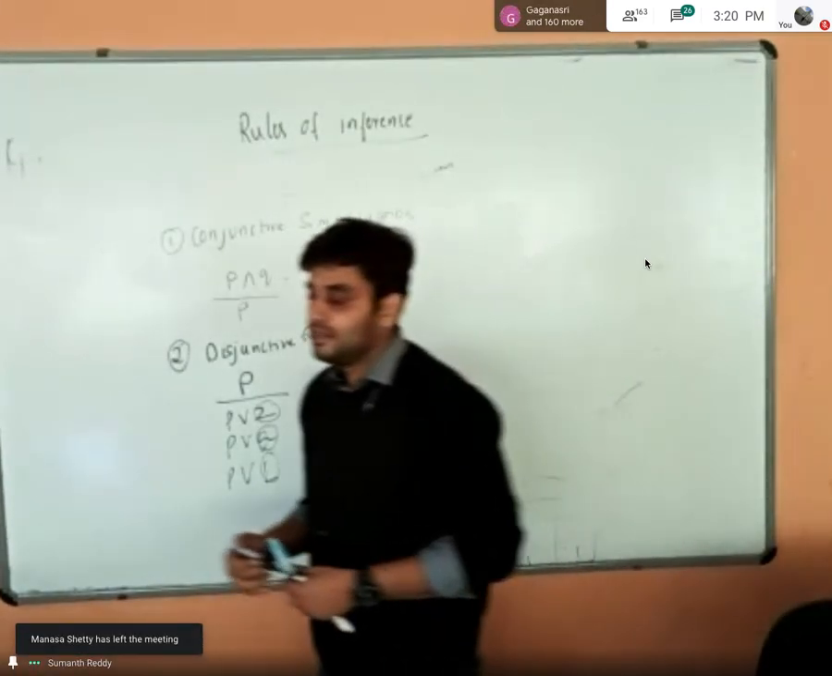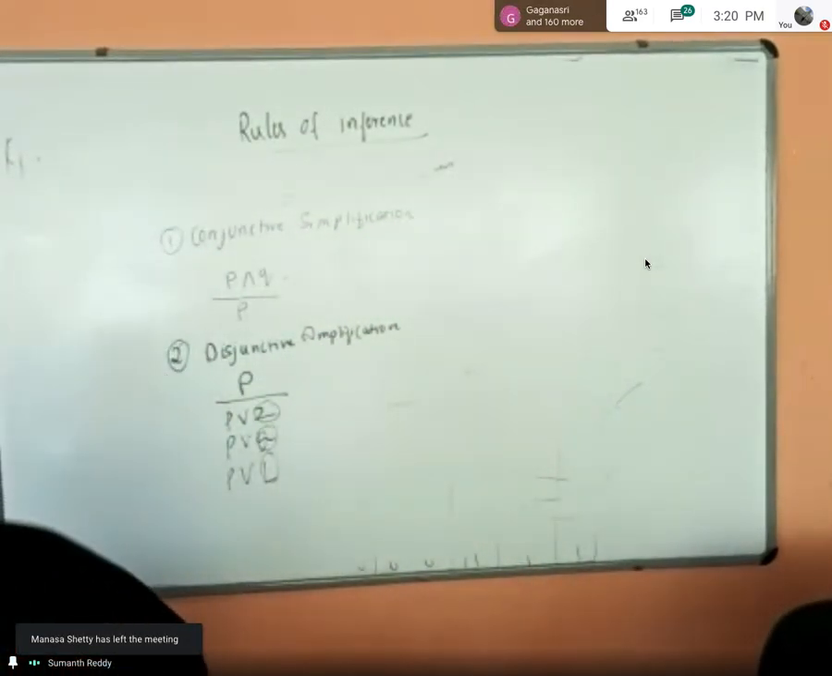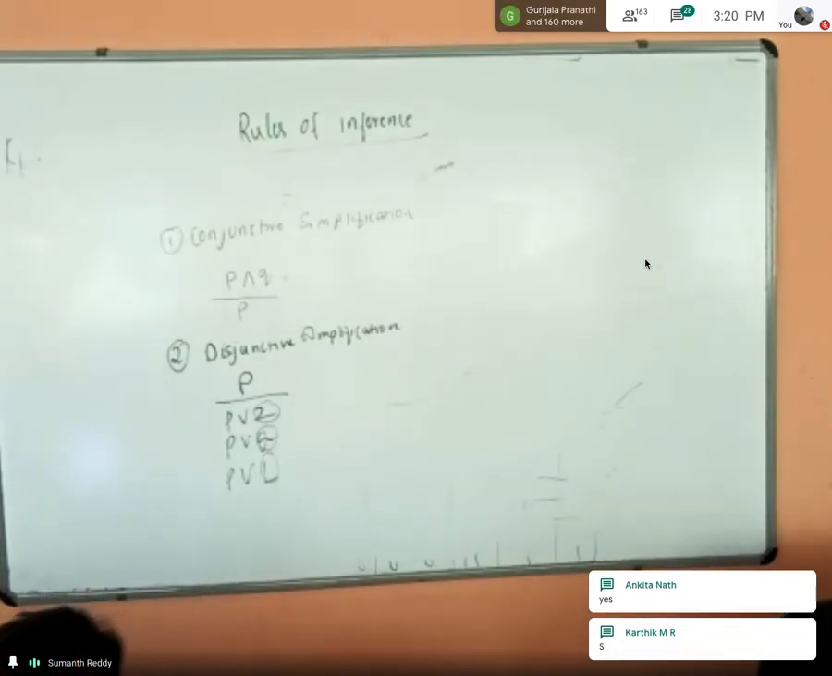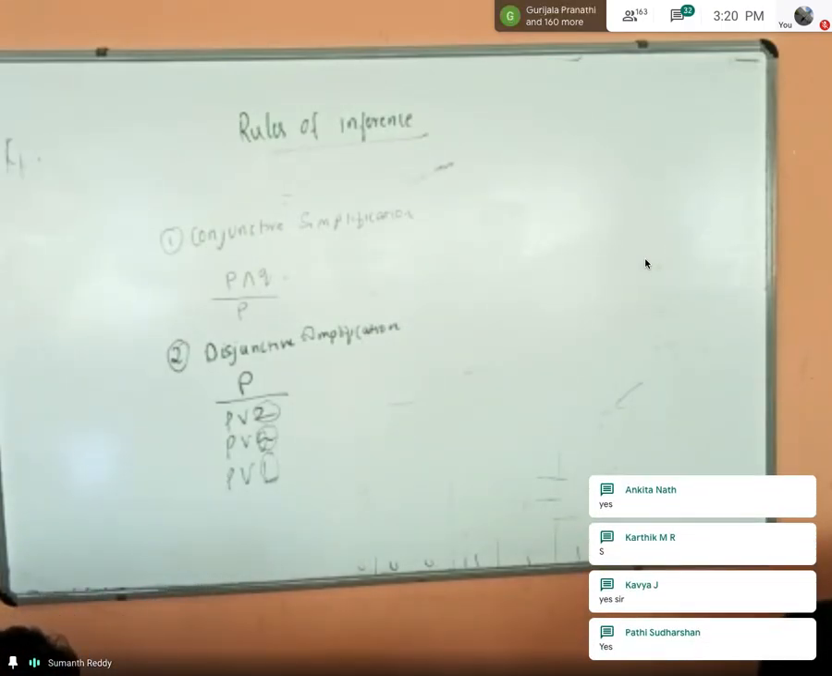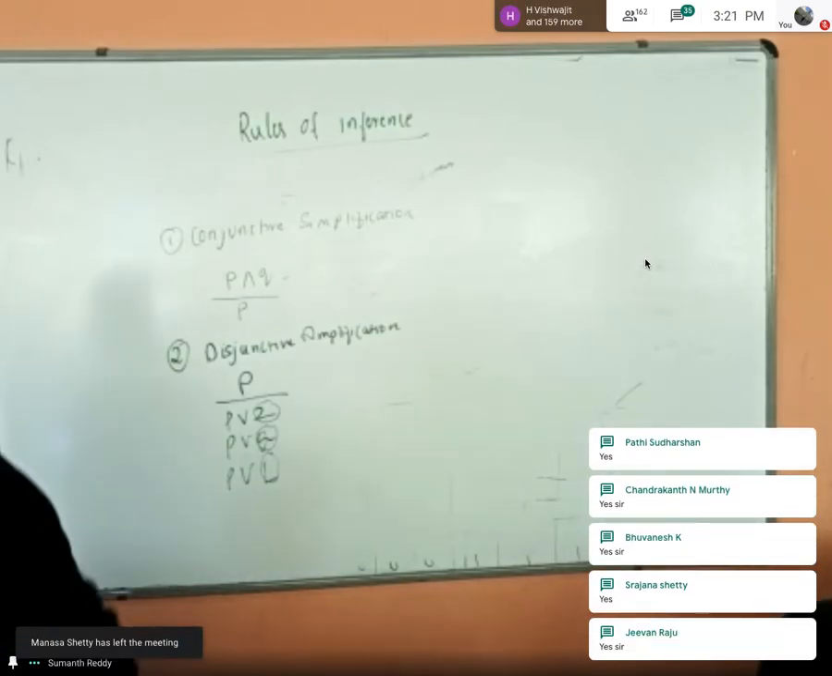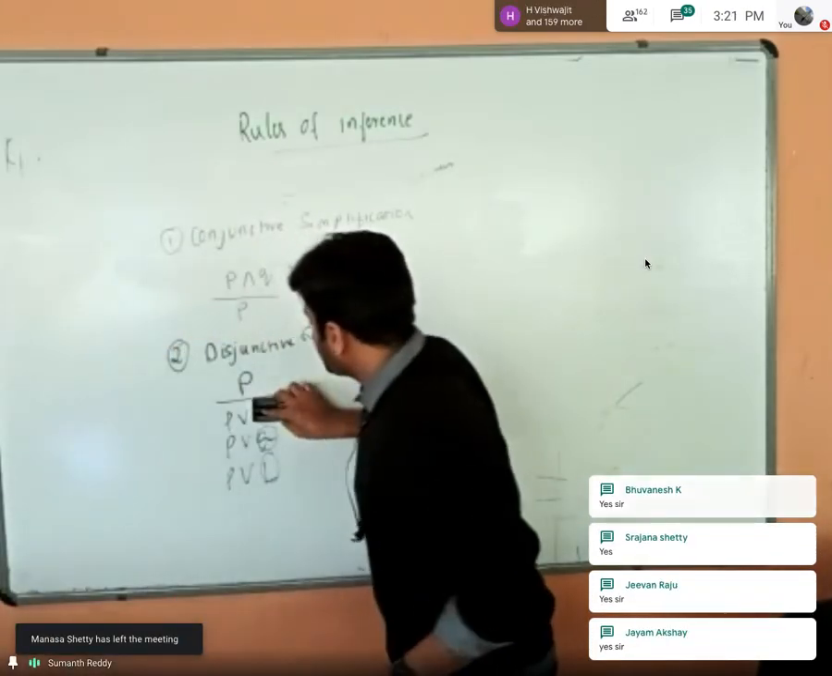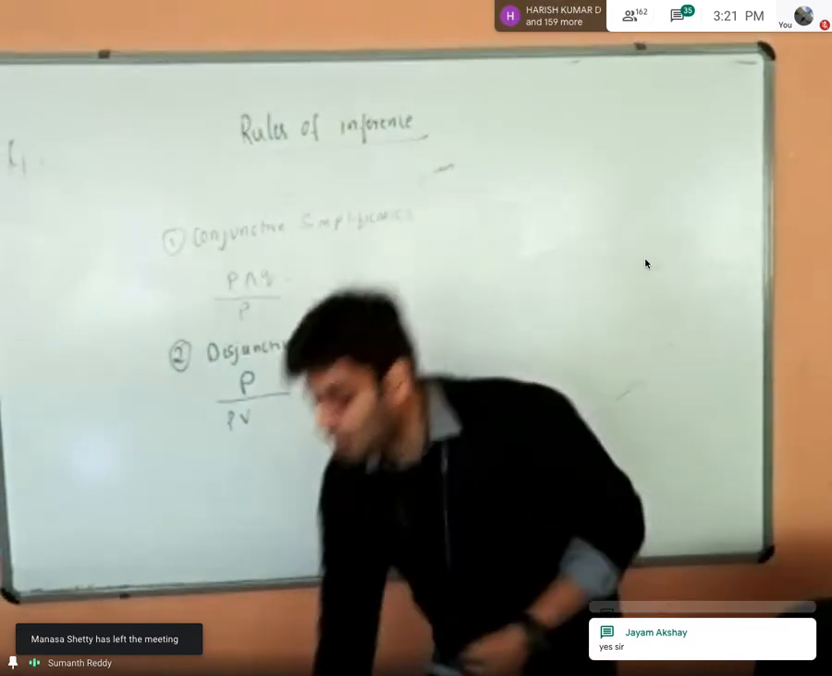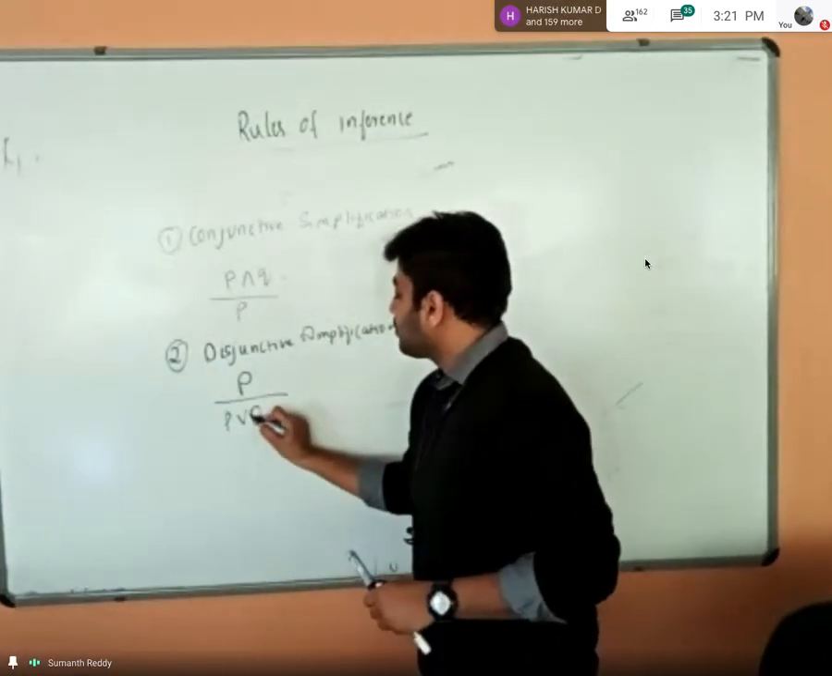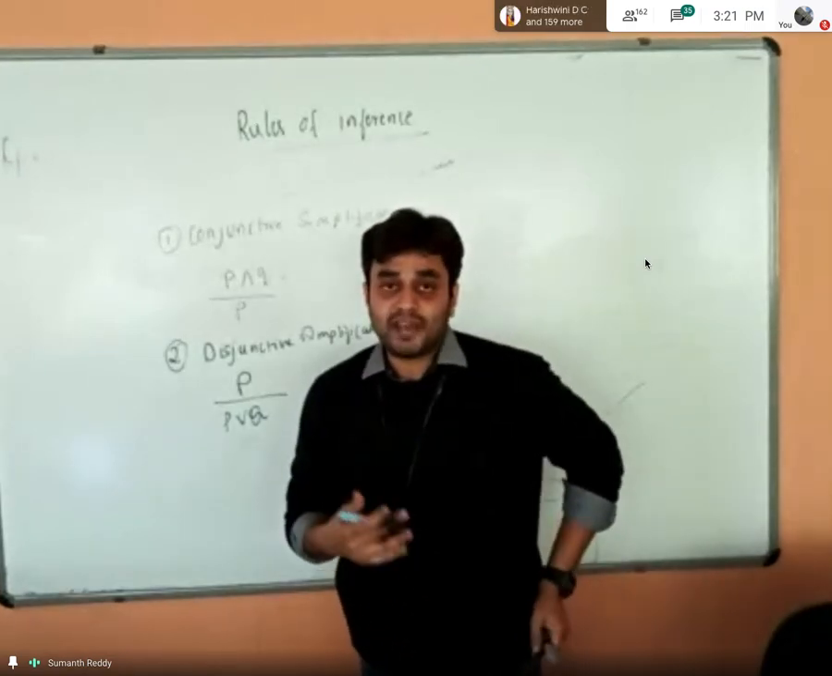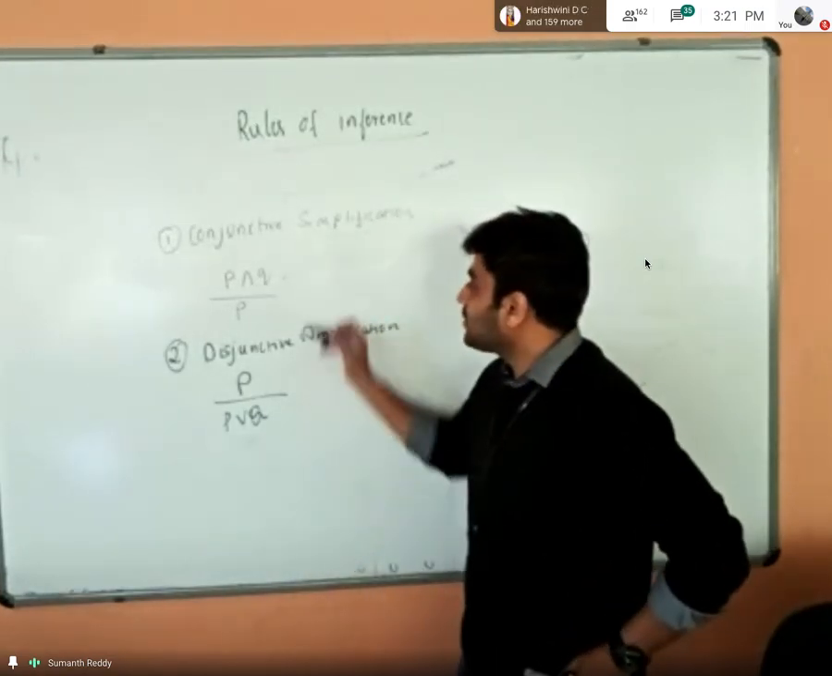Will you agree for this? Students, I'm just asking you, will you agree for that? Because the disjunction rule tells that it will be true even if a single proposition is true. So based on this rule, I can clearly tell that if in case P is true, then P or Q is also true.